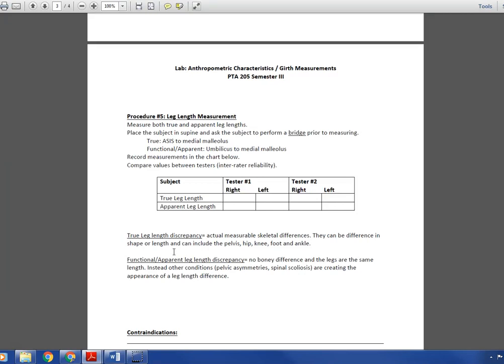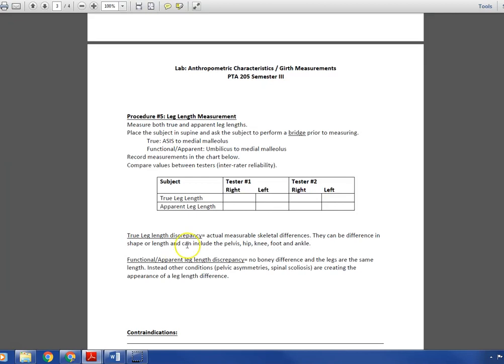With our functional or our apparent leg length difference, we are not actually looking at any physiologic difference. We're looking at anything that may potentially be affecting our measurements, such as someone who has scoliosis of the spine. We have an asymmetry in the pelvis. Sometimes people can have rotations at their pelvis that will create the appearance of there being a leg length difference, but in fact it is more of a functional difference, not a true physiological difference in leg length.